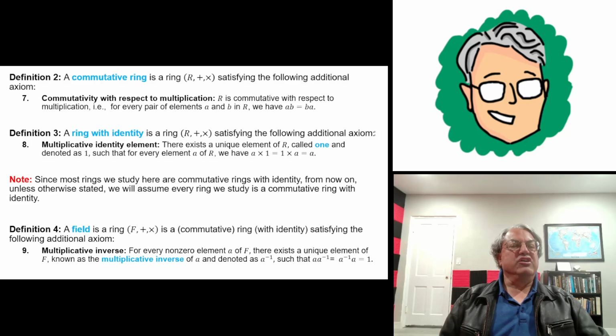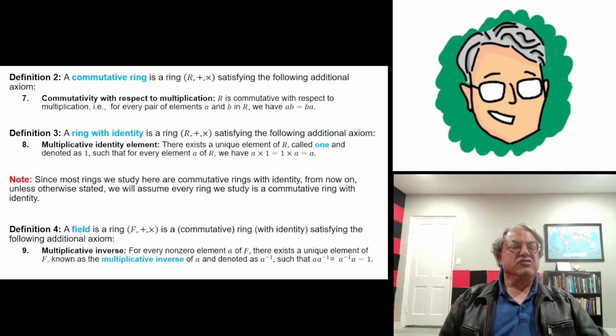That's just a ring that has a special element, a multiplicative identity element, which we call 1, such that for every element A of your ring, A times 1 equals 1 times A equals A. Since we study commutative rings with identity so often in number theory and algebraic number theory, we usually just say ring instead of commutative ring with identity, because almost every ring we study is going to be a commutative ring with identity.